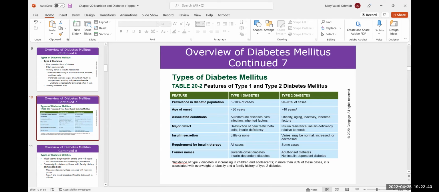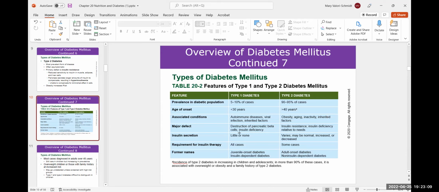For type 1 diabetes, it's usually younger than 30. You know, it's going to come on. Type 2 used to be greater than 40, but not so much anymore. Conditions associated with type 1 autoimmune diseases are really the big thing, and congenital, it's inherited. Type 2, obesity, aging, inactivity, and it does run in families, but you don't have to get it, right? You can do things to prevent yourself from getting it.